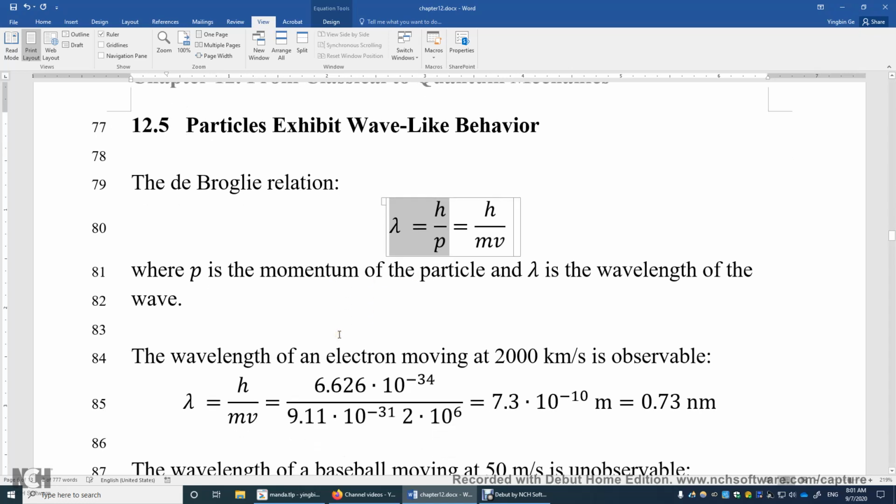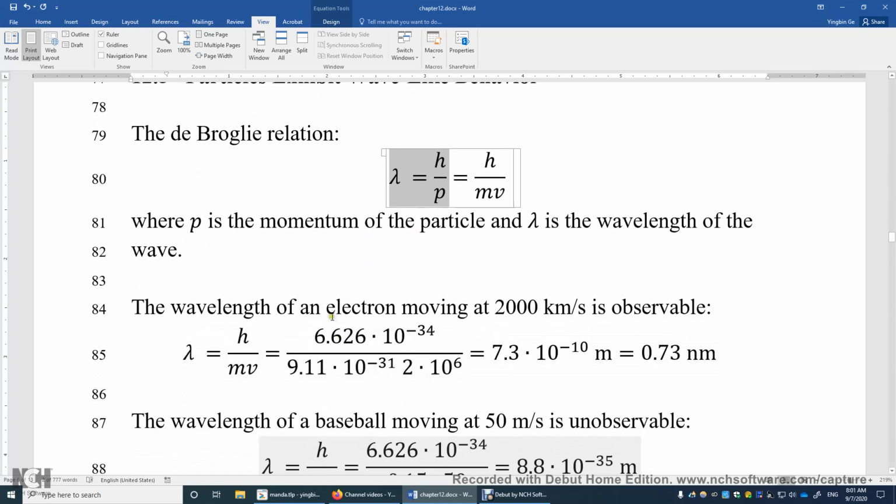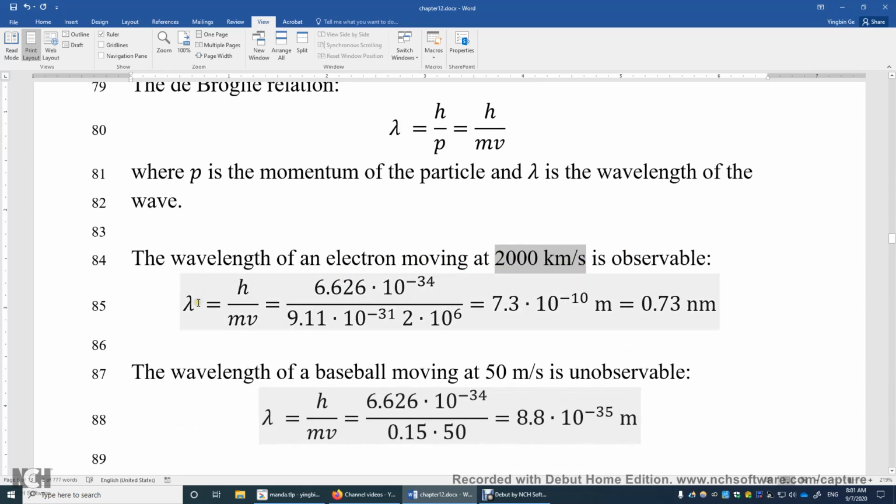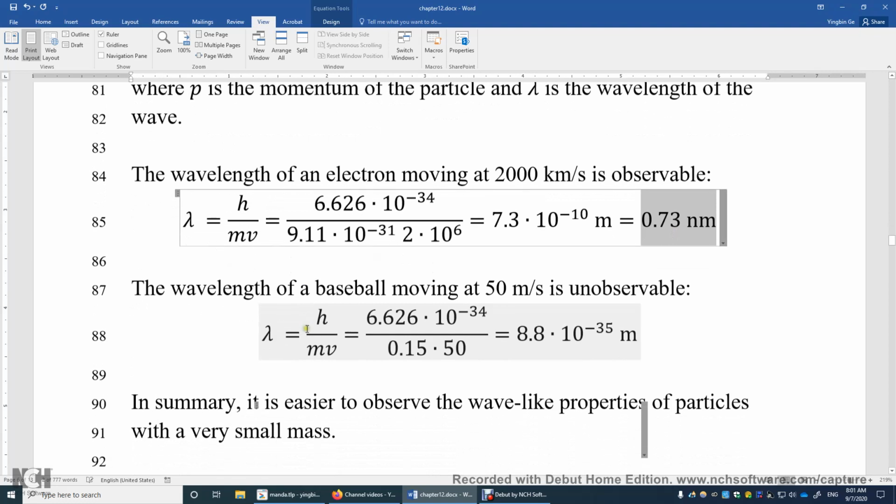Let's look at a few examples. The wavelength of an electron moving at 2,000 kilometers per second is observable. Lambda is equal to h over mv. Therefore, we plug in the three numbers and we see this wavelength of the electron is 0.7 nanometers. It can be measured, it can be observed.